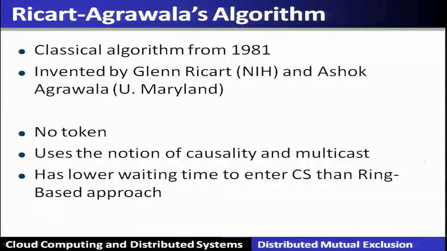This is a classical algorithm for distributed mutual exclusion given in 1981 by two famous persons. One is Ricart, who was at NIH, and the other is Agrawala, who was at the University of Maryland. It assumes no token, it also assumes the notion of causality with the help of Lamport's logical clock, and it also uses multicast.